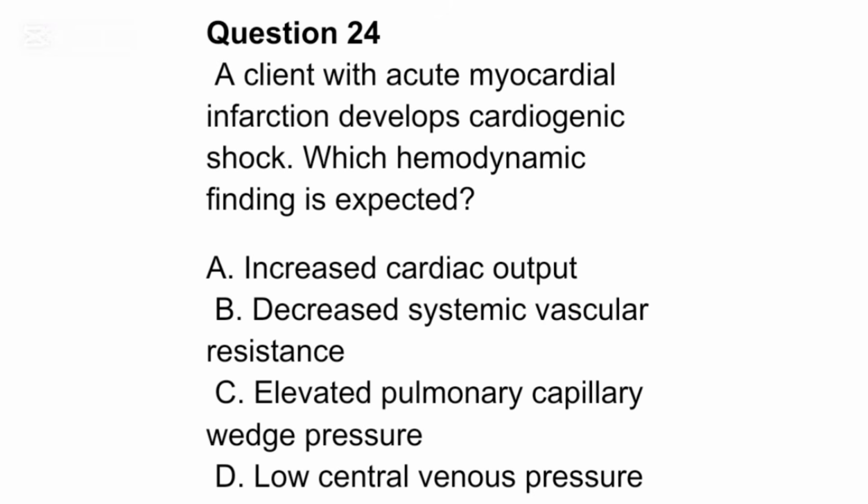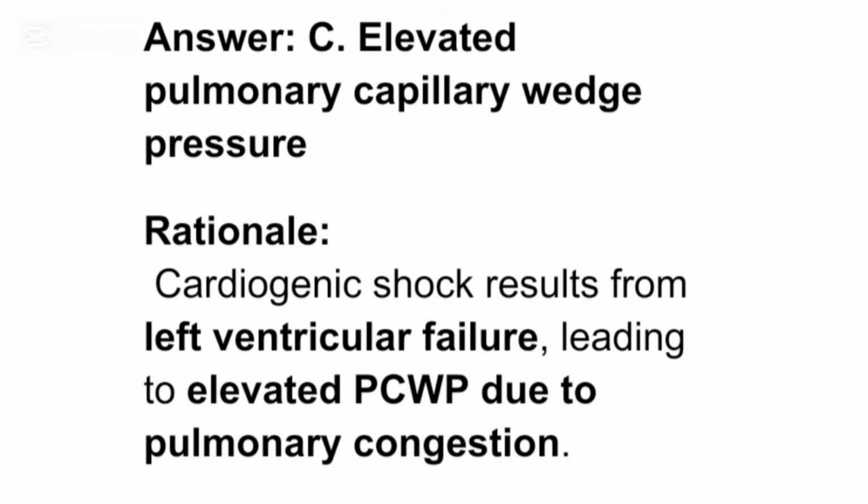Question 24. A client with acute myocardial infarction develops cardiogenic shock. Which hemodynamic finding is expected? A. Increased cardiac output. B. Decreased systemic vascular resistance. C. Elevated pulmonary capillary wedge pressure. D. Low central venous pressure. The answer is C. Elevated pulmonary capillary wedge pressure. Rationale: Cardiogenic shock results from left ventricular failure, leading to elevated PCWP due to pulmonary congestion.